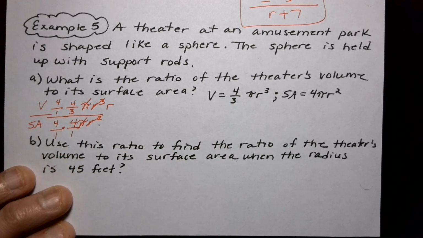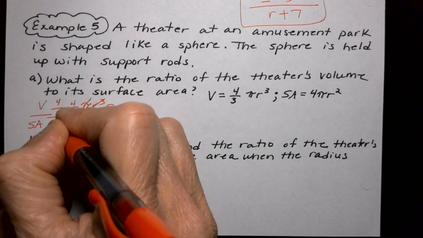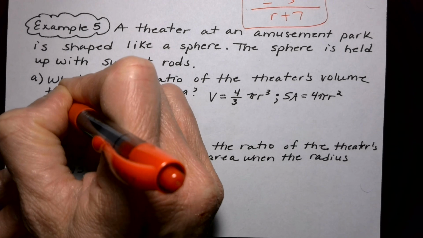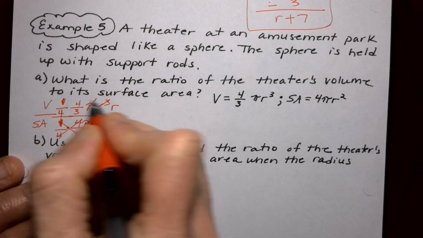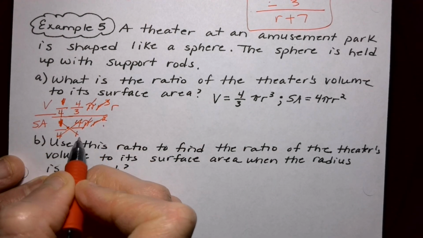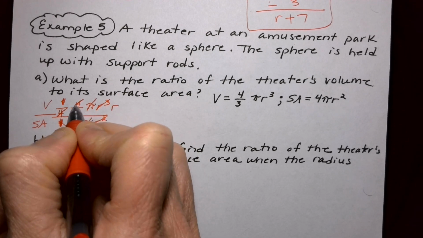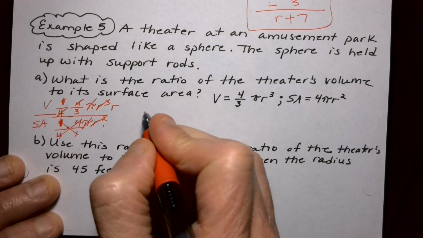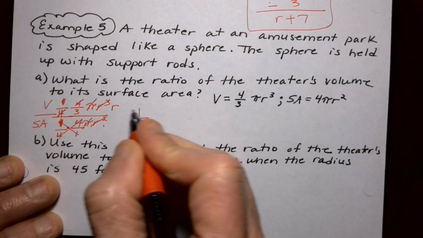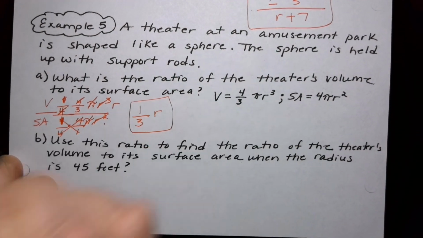Wait, did I do that right? What the heck am I doing, class? See, you're not here to correct me. 1 over 4 and 1 over 4. Does that look better? Thank you. I could hear you guys right through the video. Amazing how that works. All right, so those cancel off. The 4s cancel off. And what are we left with? 1/3 r. Everything else is gone.